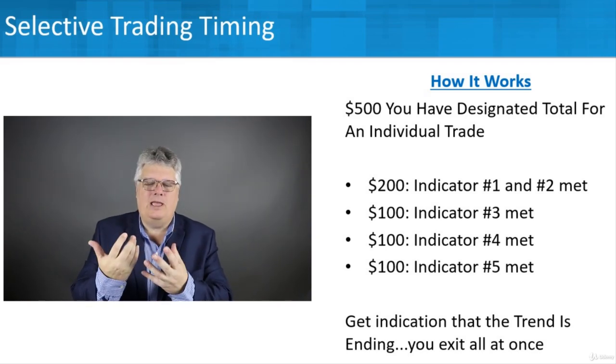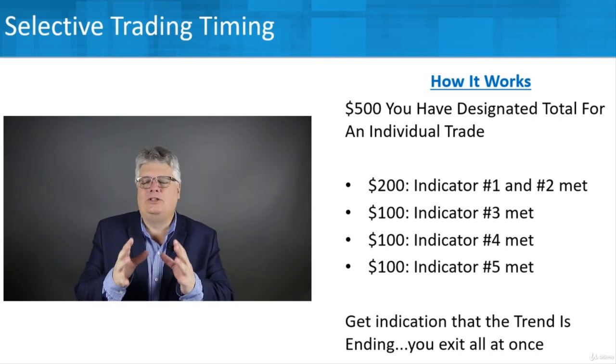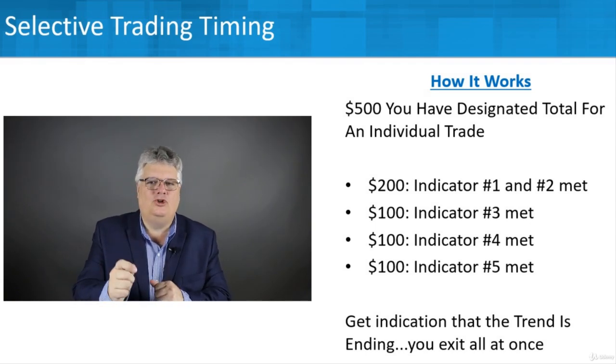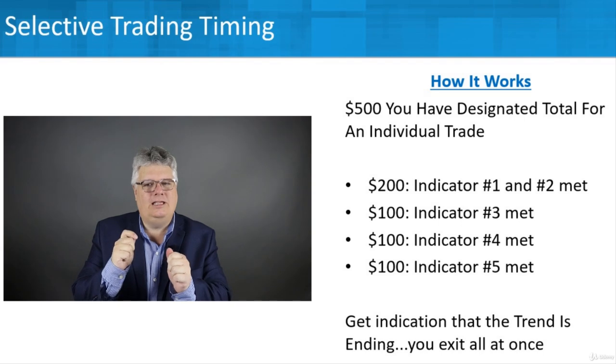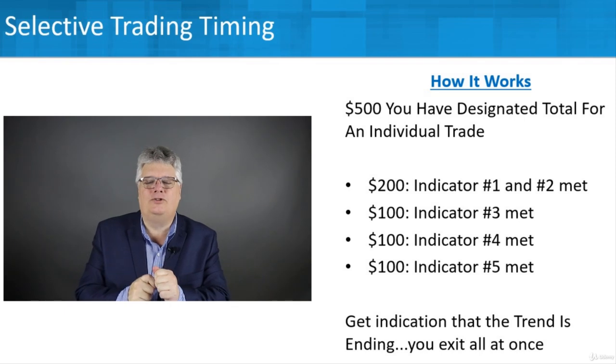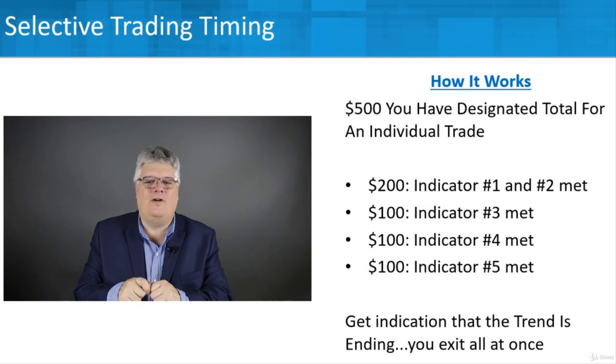So maybe what I do is I break that up. Instead of putting it all in, I break it up depending on when these different indicators are met. So let's say if indicator 1 and 2 are met, my primary, my secondary, my most confident things, I put in $200. And then if I see, either right away or if it progresses, a third different indicator is met, well, then I'll put in another $100, and another $100 for number 4 and another $100 for number 5.